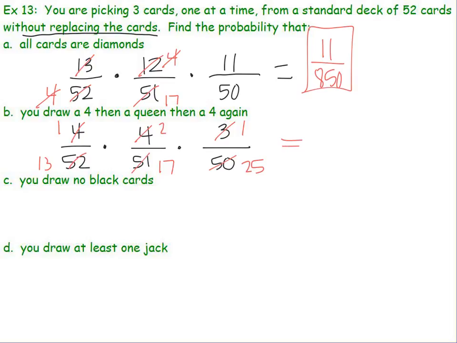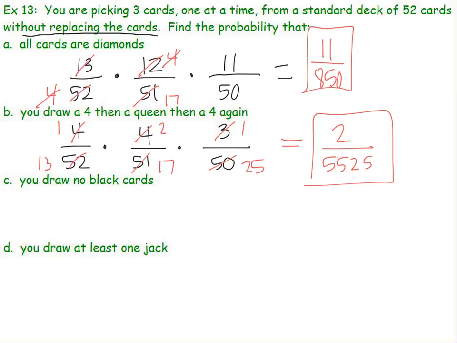1 times 2 times 1 is 2. 13 times 17 times 25 is 5,525, and yes, that's reduced. Let's look at another one. What's the probability that you draw no black cards? So nothing black. By the way, all the cards are back in the deck.